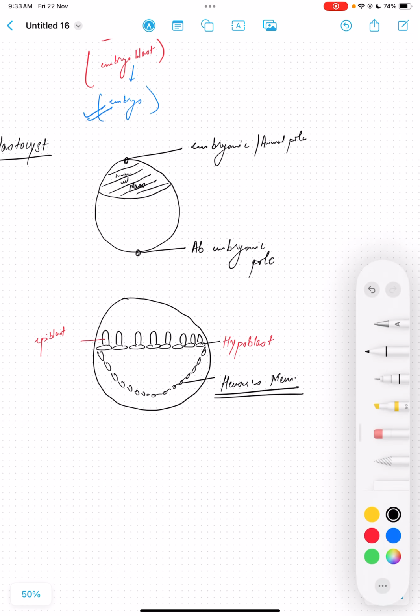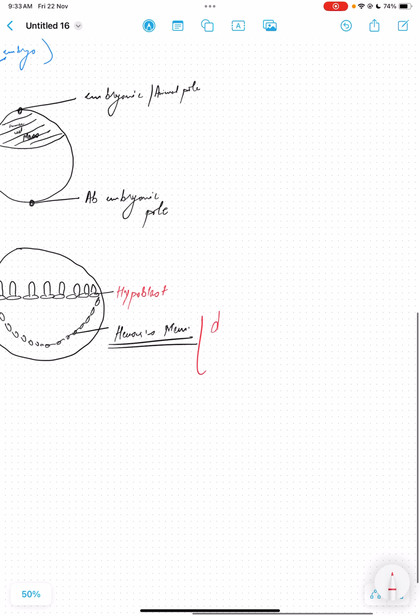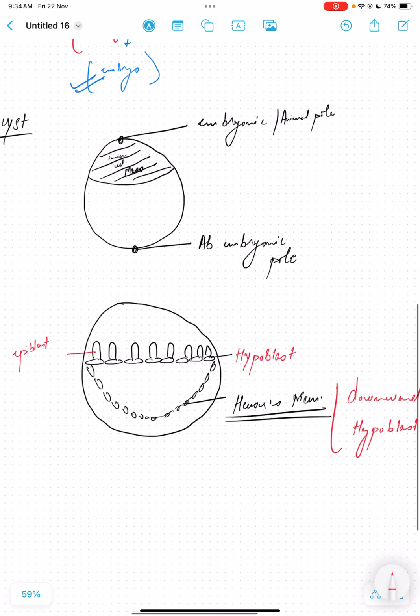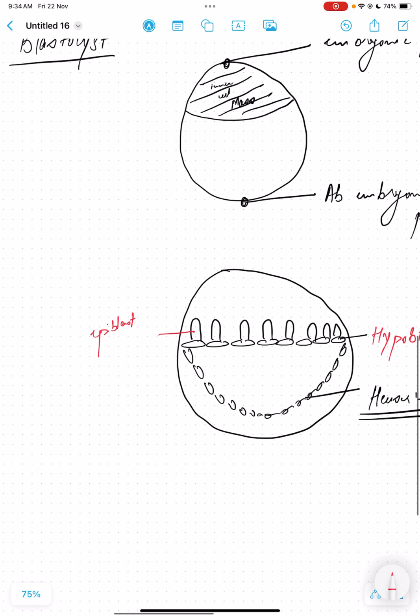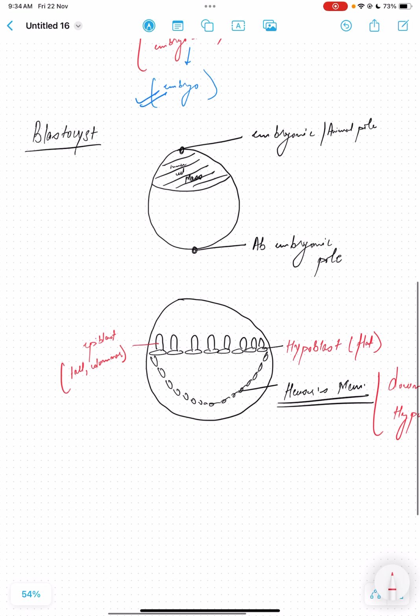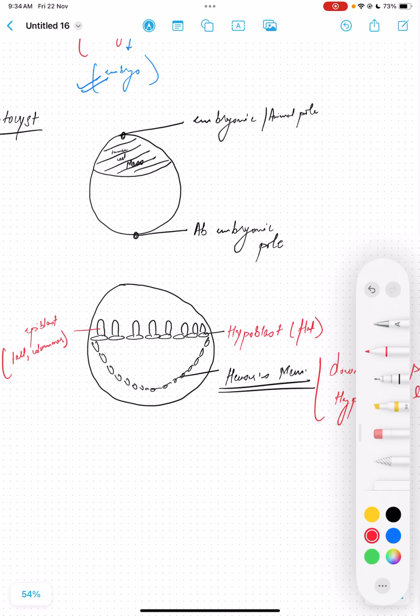Okay, I will write down here. Heuser's membrane is downward proliferation of hypoblast and forming a sac. Flat cells are hypoblast. Tall and columnar cells are epiblast, and the downward growth of the hypoblast leading to the formation of the sac is called Heuser's membrane.